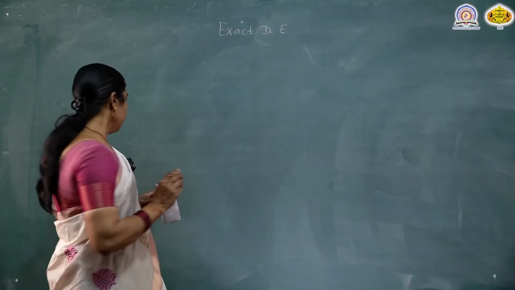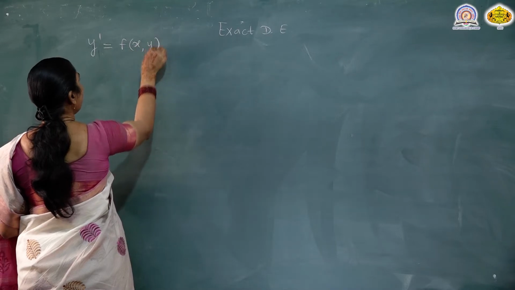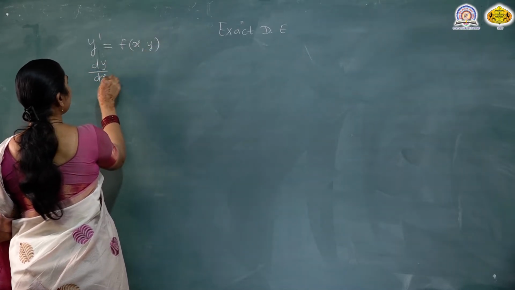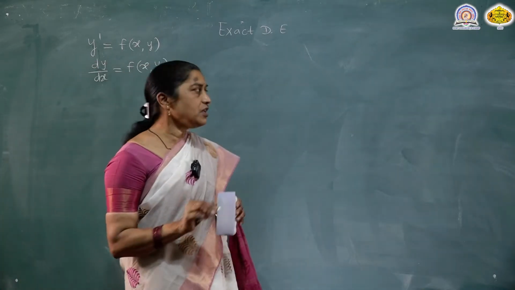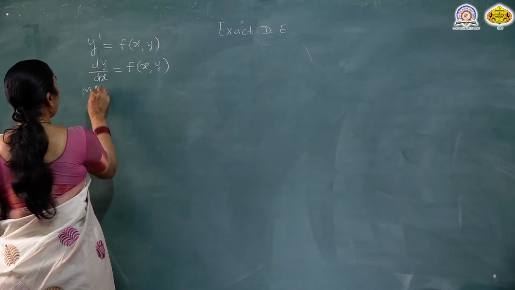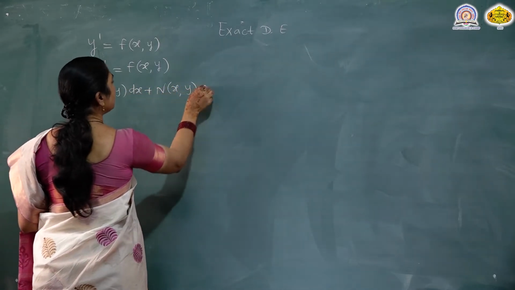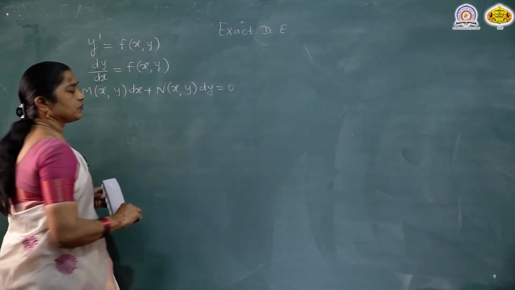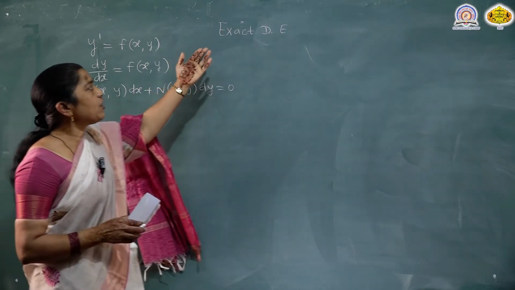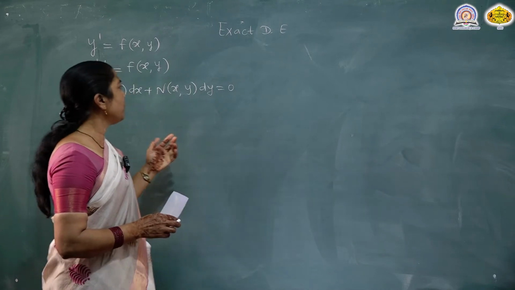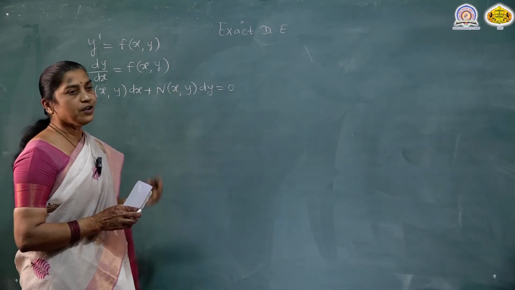Given a differential equation, y dash is equal to f of x y, that is dy by dx is equal to f of x y. We can rewrite this equation as M dx plus N dy equal to 0. Generally, when we are going to study exact differential equation, we will firstly rewrite that equation in this form, M dx plus N dy equal to 0.